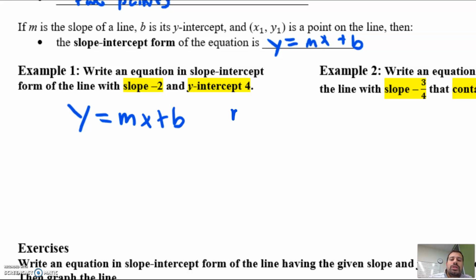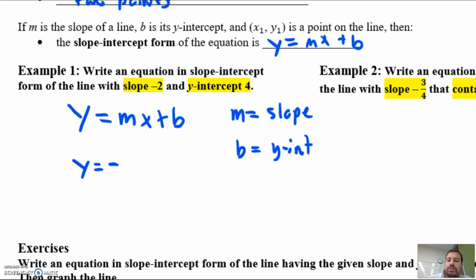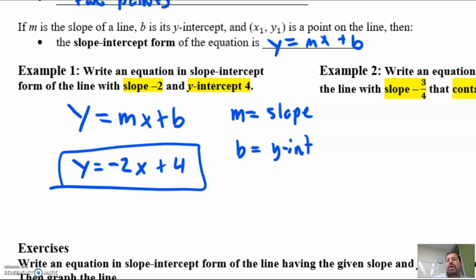The m is the slope. We've talked about that recently. And the b is the y-intercept. Well, in this problem, we're given the slope, we're given the y-intercept. All we have to do is plug them in. y equals, the slope's negative 2, so I plug it in place of the m, plus the y-intercept's 4, so I plug it in place of the b. This is what we're looking for. That's the equation of the line.